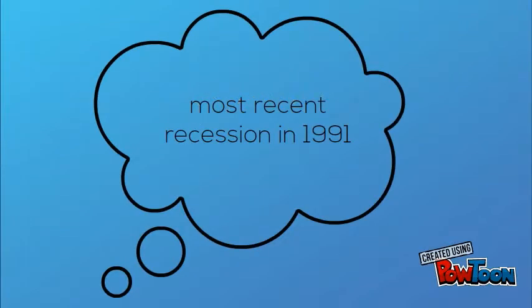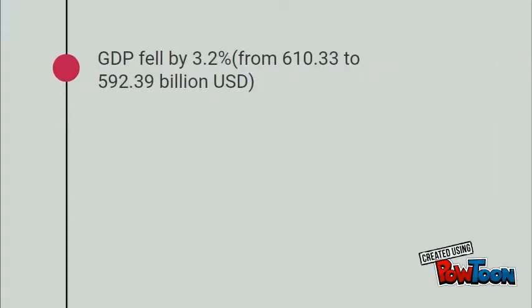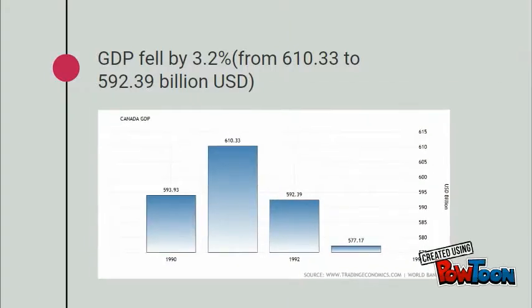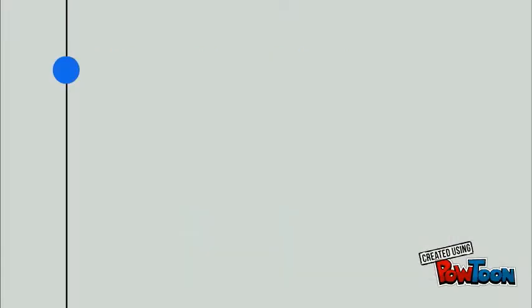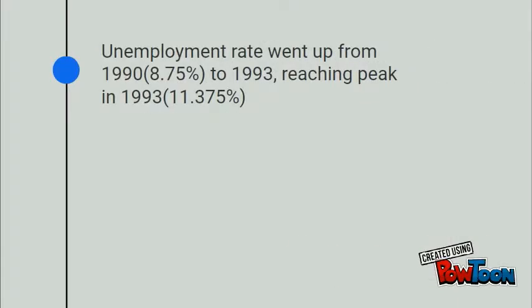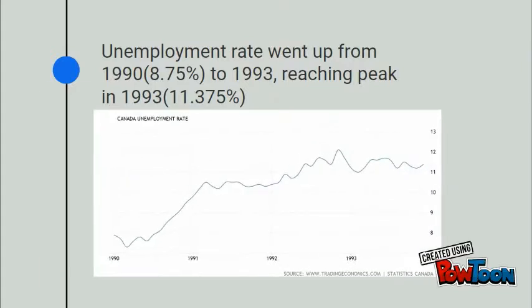The most recent Canadian recession began in 1991, and over the next 12 months, GDP fell by 3.2% from 610.33 to 592.39 billion US dollars. The unemployment rate went up from 8.75% in 1990, reaching a peak in 1993 at 11.375%.